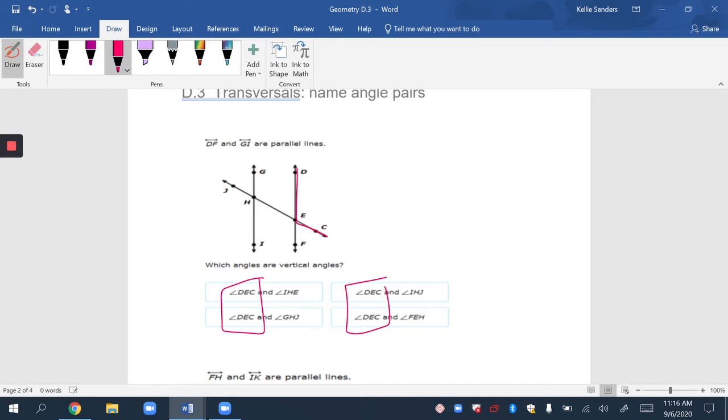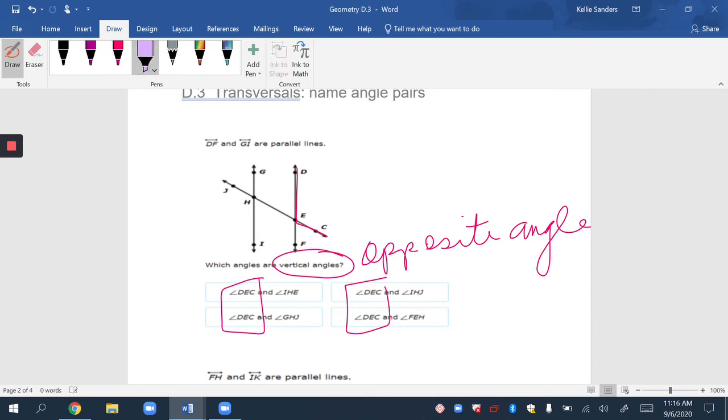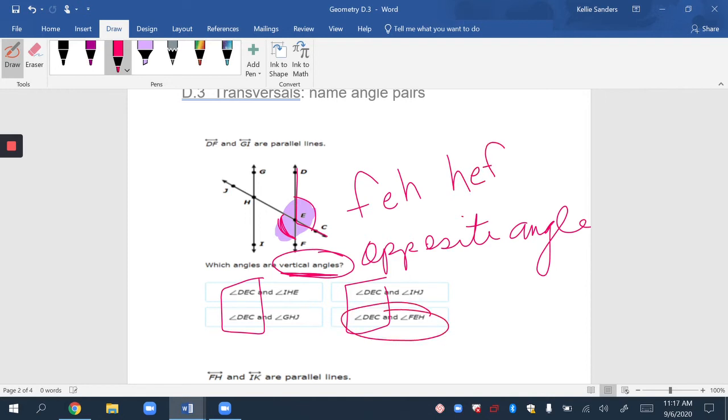DEC, vertical, opposite angle. So if this is the group that we're looking at, because DEC is in all of them, and DEC is right here, the only vertical angle to DEC is this angle right here because it's on the other side. So FEH or HEF, depending on which way you go, and that's where it's at.